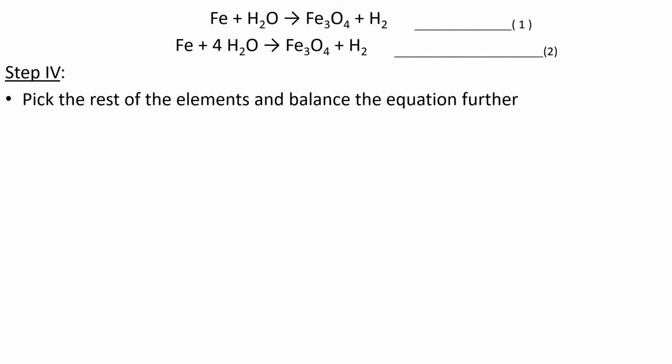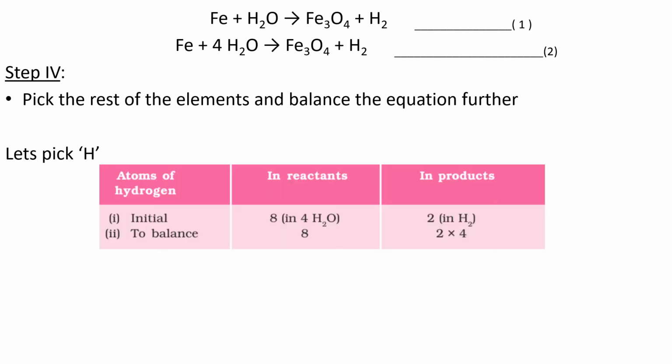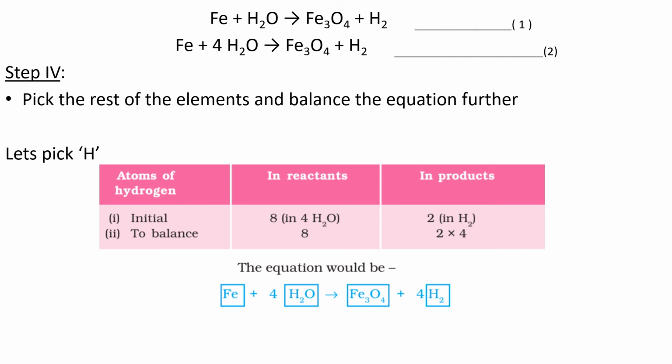Now step 4. We have balanced oxygen atoms previously. Now we have to balance the rest of the atoms. So let's pick hydrogen. So if you see equation 2, you have in the reactants 4 into 2, that is 8 hydrogen atoms, whereas in the products you have only 2. So to balance, we need 8 on the reactant side and 8 on the product side. So what are we doing? We are adding 4 over here to balance the hydrogen atoms.